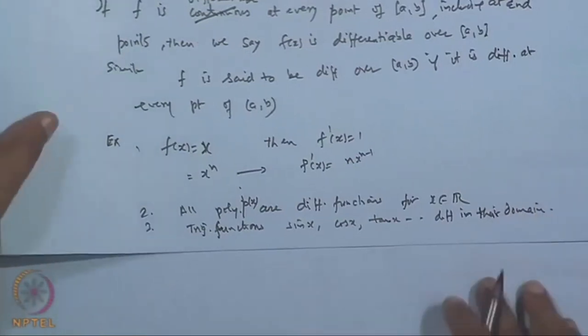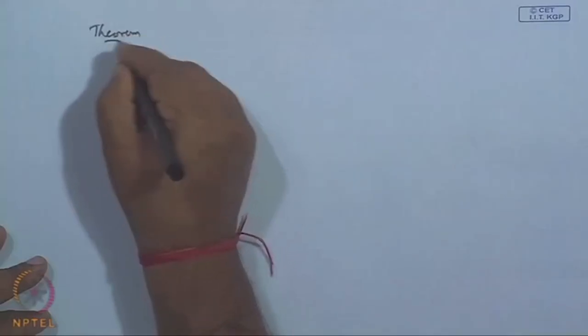Okay, like this. So, these are all examples, which are just results which we know in calculus, the differentiability of various functions and formulas for it. So, we are not going into detail for that. Now, an interesting result is that every differentiable function will be a continuous function.